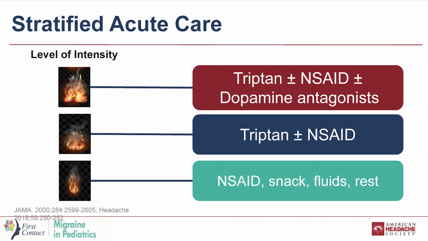The stratified model of care says that patients should have options from things that are less specific all the way up to things that are more specific and sometimes combinations of different medications to treat attacks based on the severity of their attack.